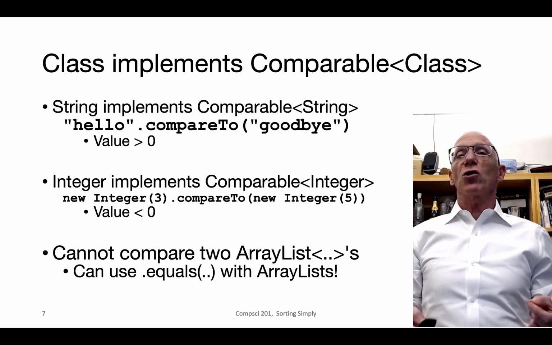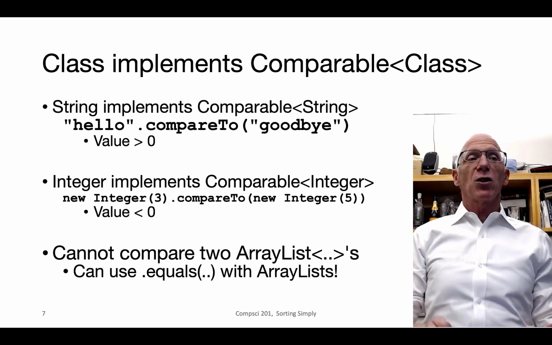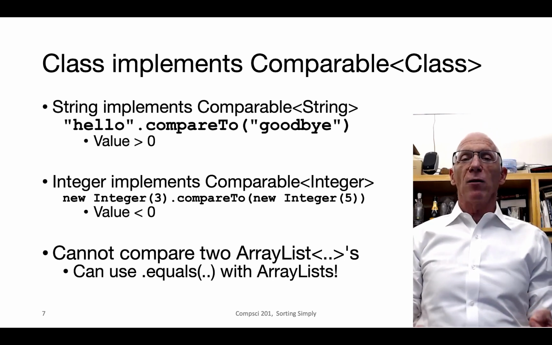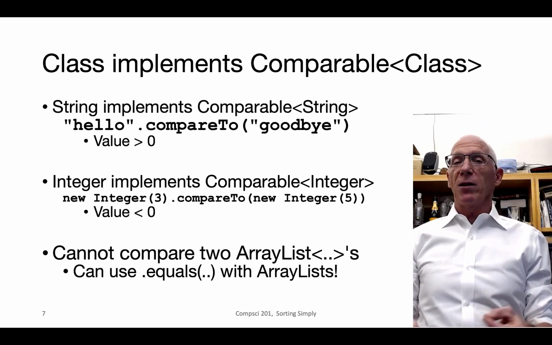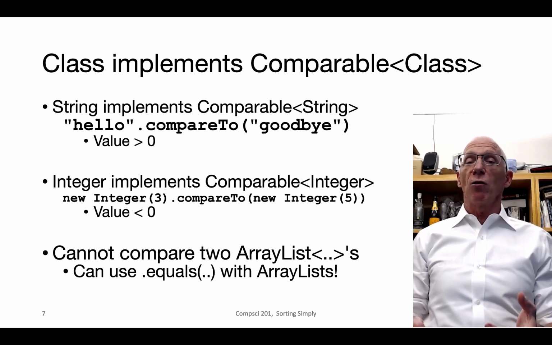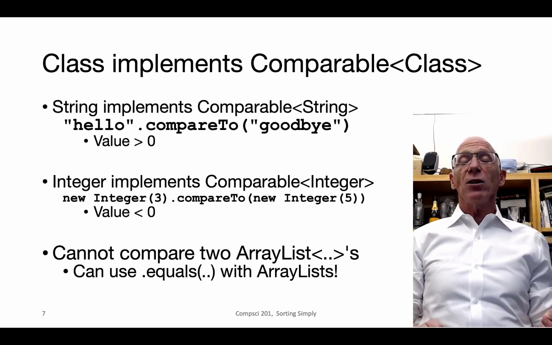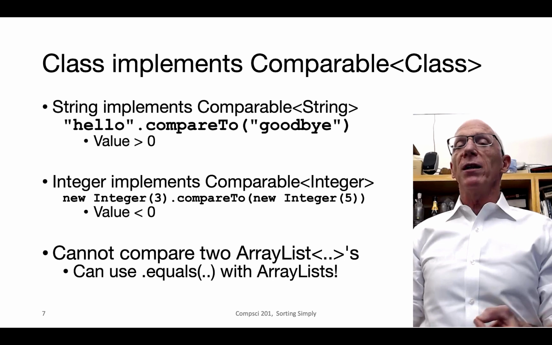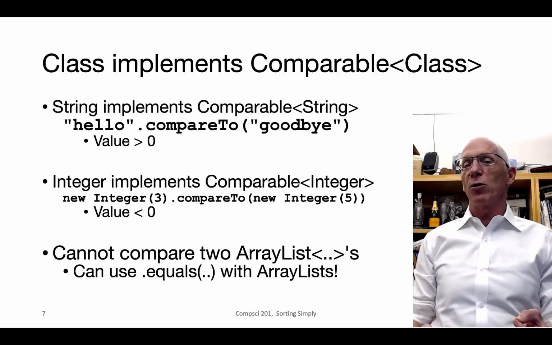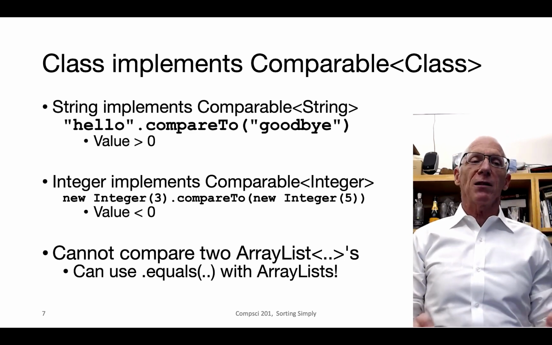Now, because String implements this Comparable interface, in particular, String implements Comparable<String>, we can write hello.compareTo(goodbye), and because h is bigger than g, that's a value larger than 0. We don't know what the value is, just that it's bigger than 0. Integer also implements Comparable<Integer>, so we can write, as we see here, new Integer(3).compareTo(new Integer(5)). That's a value less than 0 because 3 is less than 5.